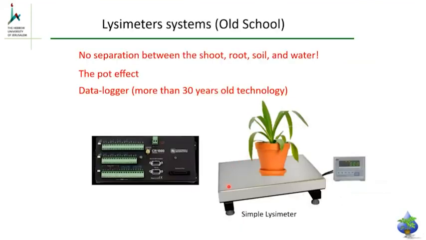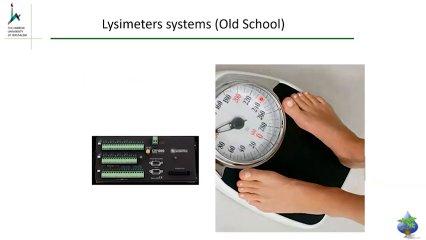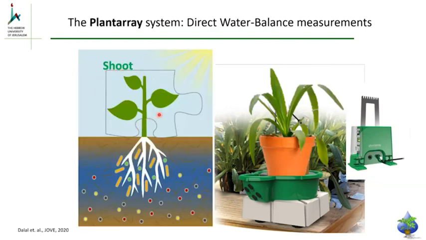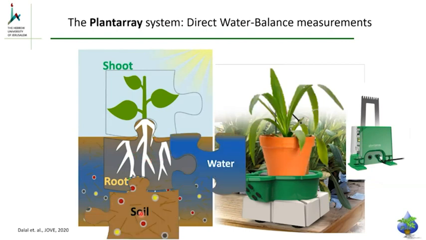Now, lysimeters are old technology, and the old lysimeter just measured the whole plant. An old lysimeter is like a normal human balance that measures the whole weight of the body, but cannot separate fluids from fat or bones, for example. So in our controller and algorithm, we canceled the use of data loggers, and we could separate the shoot from the root, from the soil, and from the water. So basically, we can measure separately shoot conductance and root fluxes under different soil conditions.